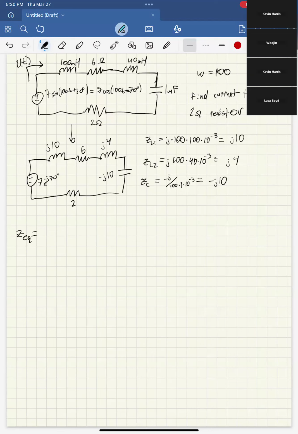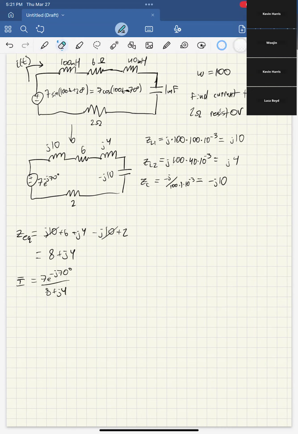You just add all of them together. So it's going to be j10 plus 6 plus j4 minus j10 plus 2. These cancel, and then you're left with 8 plus j4, right? So then the current would become 7e to the negative j70 degrees divided by 8 plus j4. And you might be thinking, how do I do this? Hopefully you're not thinking that because you had to do this on the homework.